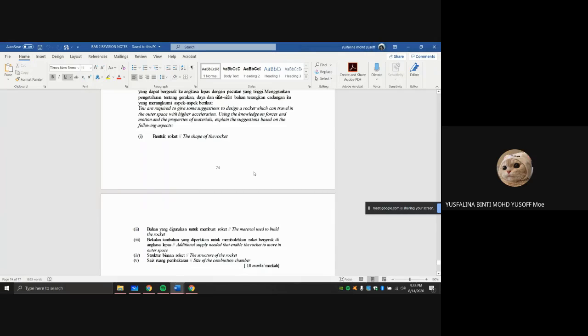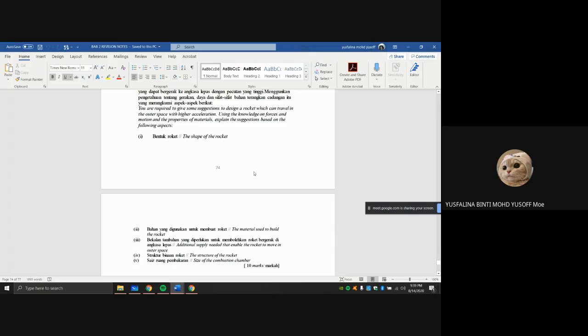Okay, the first one is the shape of the rocket. The answer is aerodynamic. Why? To reduce air friction. The shape of the rocket is aerodynamic to reduce air friction. And it's the same if the question asks you about the shape of the aeroplane. The shape of the aeroplane is aerodynamic. But the shape of the wing of the aeroplane is aerofoil. So you have to remember the difference between the shape of the body of the aeroplane and the shape of the wing of the aeroplane. Wing is aerofoil, but the shape of the body of the aeroplane must be aerodynamic.